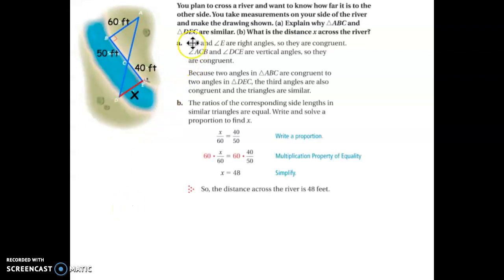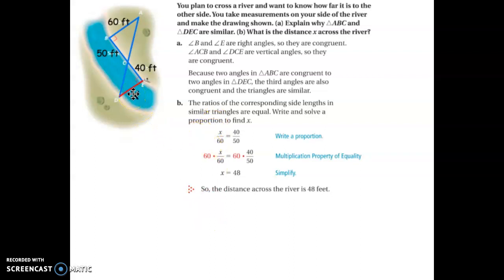Okay, so angle B and E are right angles, so they are congruent, and angles ABC and DCE are vertical angles. Remember vertical, where they're just diagonal from each other. Those are the same. Those are congruent. And because 2 angles in a triangle are congruent, that means that the third angles are also congruent and the triangles are similar. So if the triangles are similar, now we can use ratios of the corresponding side lengths. So corresponding just means that we're comparing each to each.